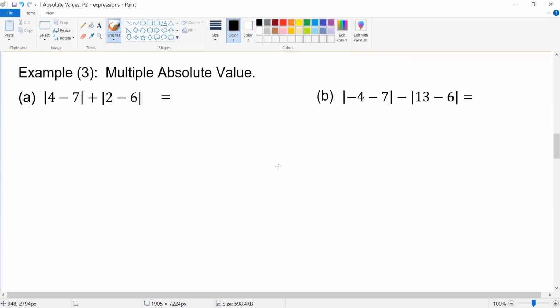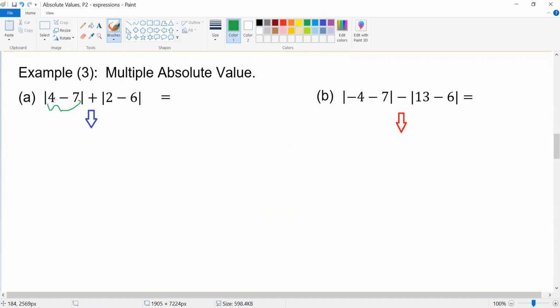In this third example, we're now dealing with multiple absolute values. In the first problem, part A, we have addition that we need to take care of, but that only occurs after we do any absolute values. And in part B, we have subtraction that we're going to have to do at some point. But again, we can only do that after all the absolute values have been taken care of.